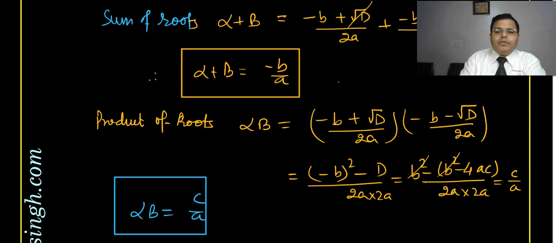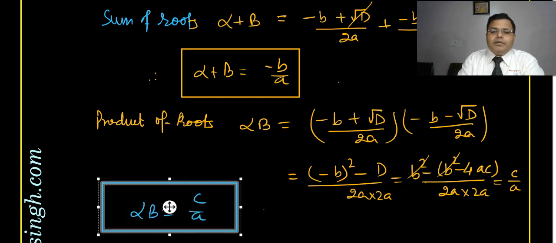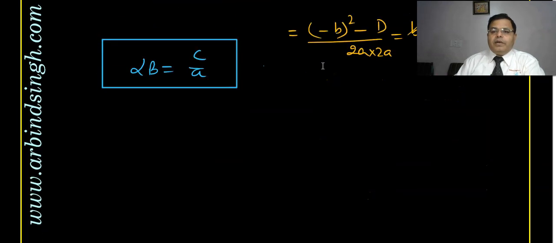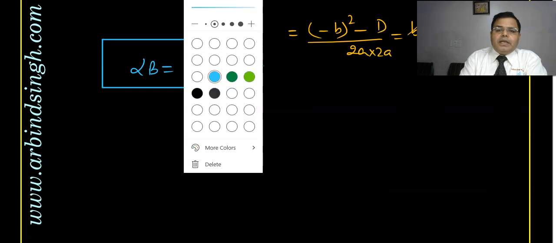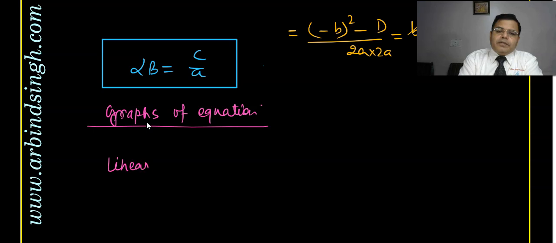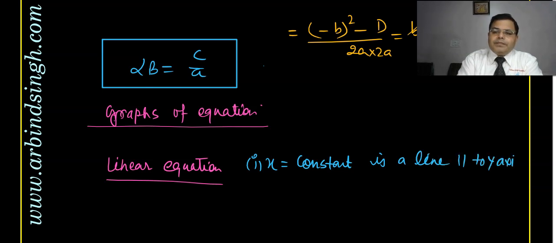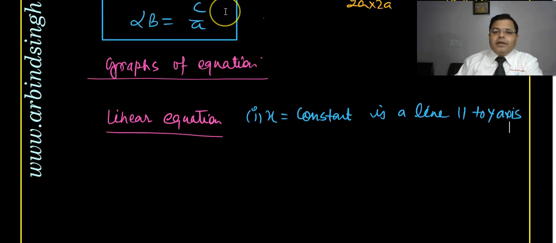So these are something which you have studied in class 10th definitely, but there is no problem. Everybody knows that. What I need to do something more is that we have to learn about graphs of linear equations and quadratic equations. For a linear equation, x is equal to some constant is a line parallel to y axis.